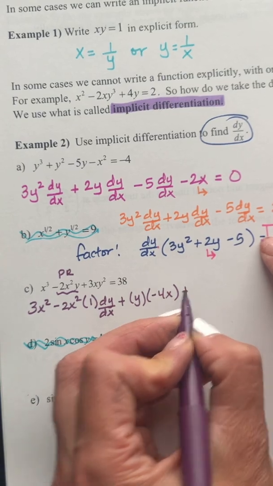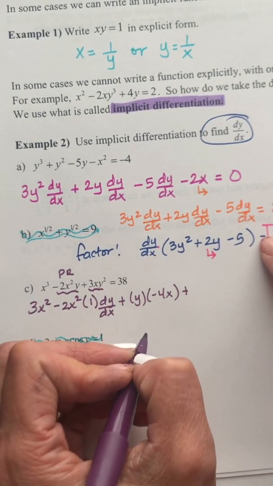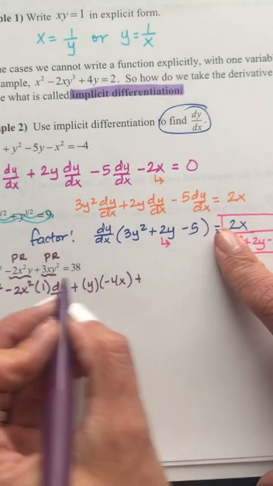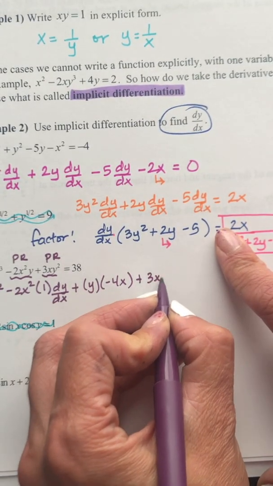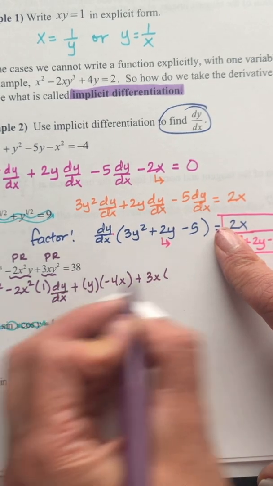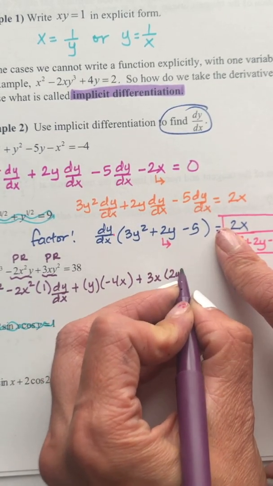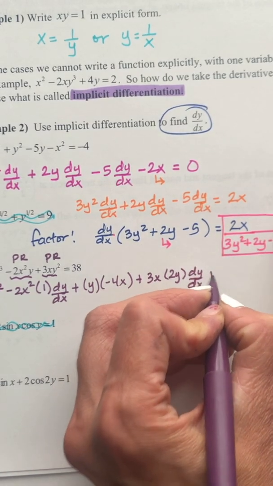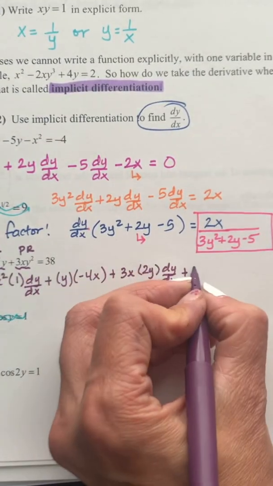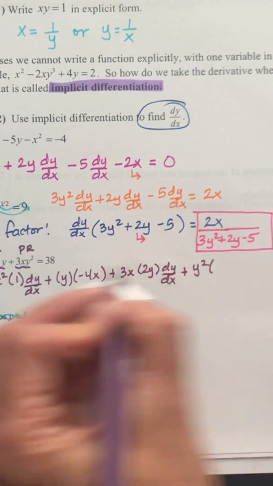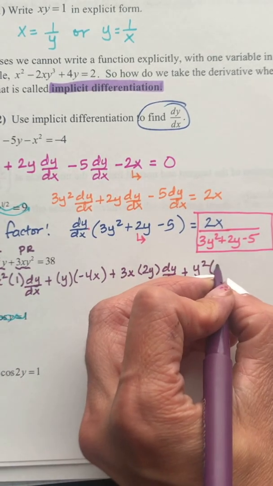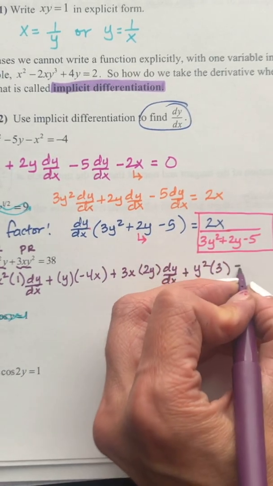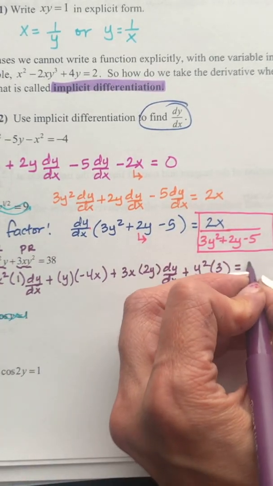Plus, hey, we're going to have to use product rule on that also. So the first term is a 3x times the derivative of the second term, which is a y squared, so 2y, but it's a y, so dy dx, plus the second term, y squared, times the derivative of the first, 3x. The derivative of 3x is 3. That's an x, so we don't need to worry about anything. And the derivative of 38 is 0.